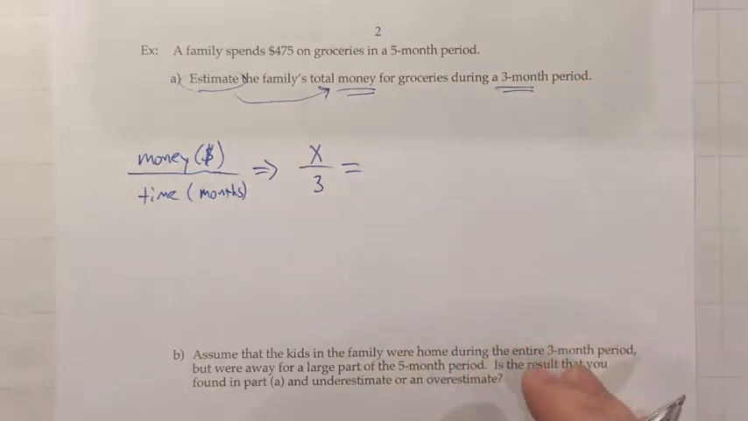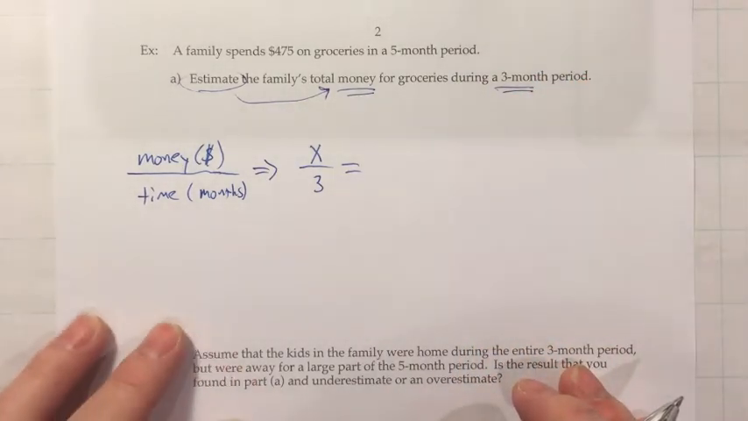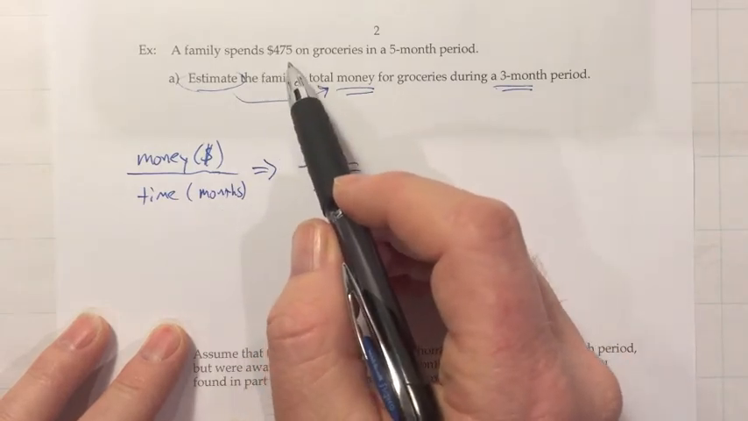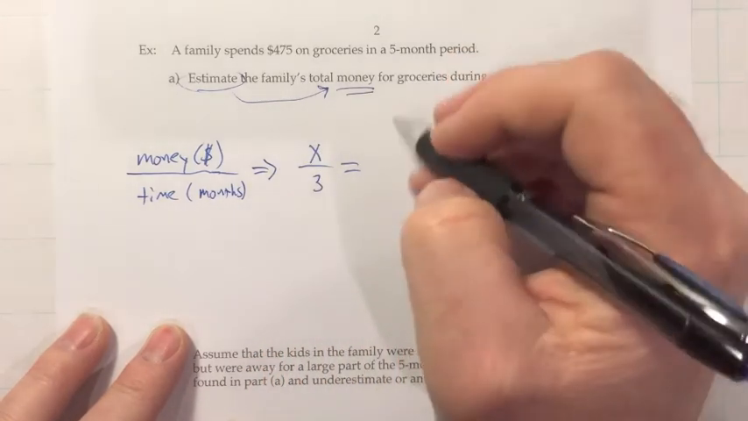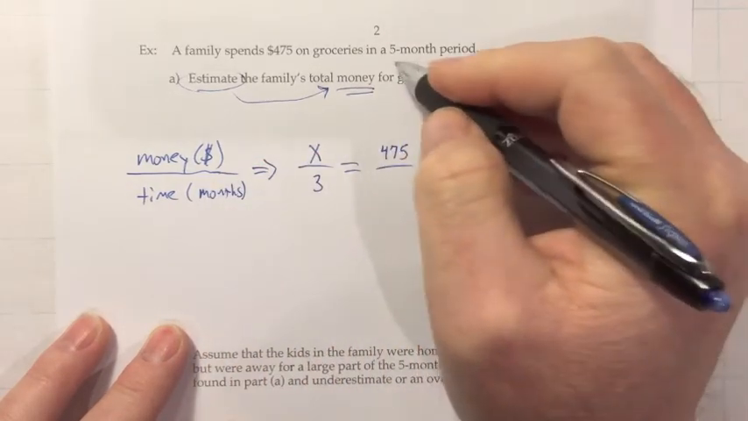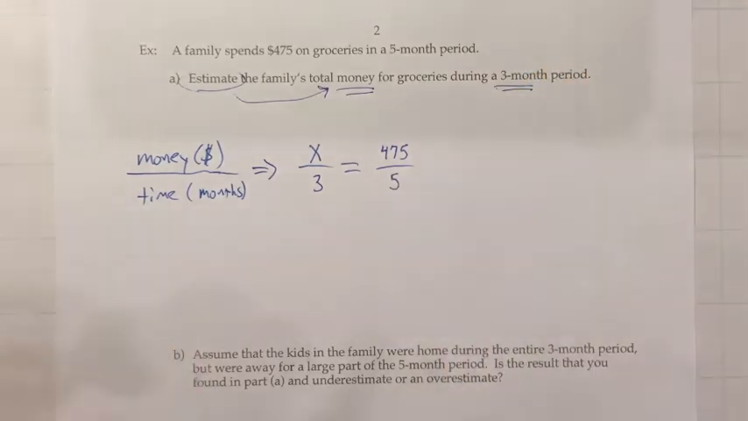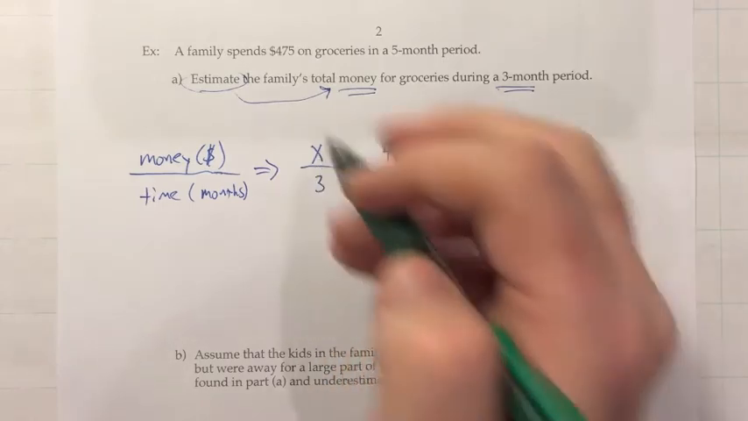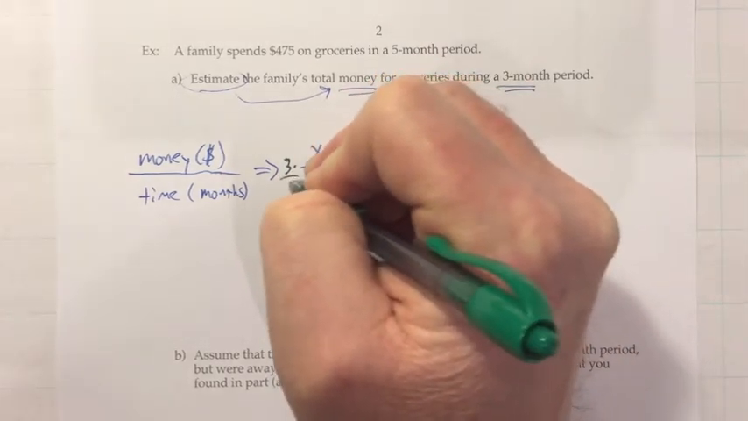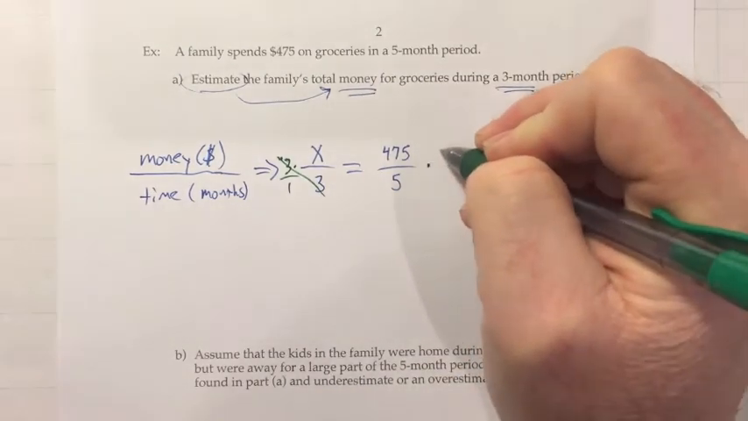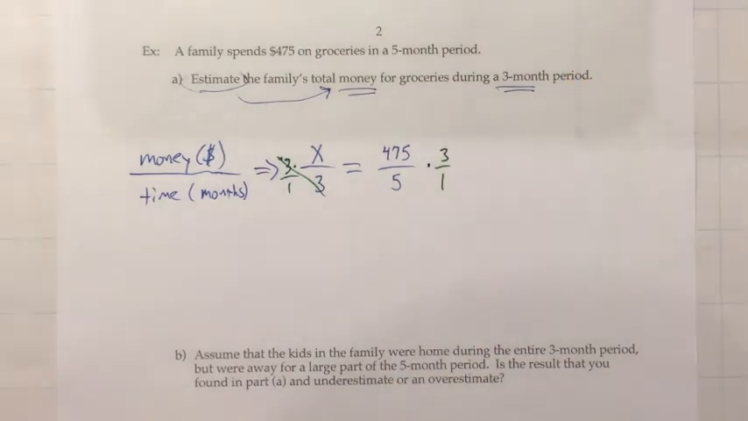And then set that equal to another ratio where I'm being consistent with the units. So the family spends $475 in a 5-month period, so the amount of money for the top is $475. And the time period is 5 months for the bottom. And we want to get that x by itself, so it's connected by division. So if I multiply right here by 3 over 1, the 3's will cancel and x will be by itself. Do that on the other side for balance, and that'll tell me what x equals.